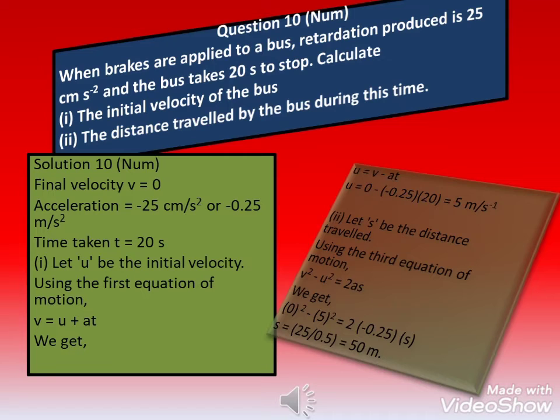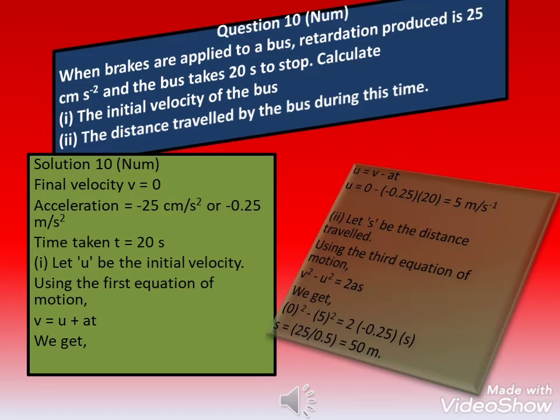Question number 10. When brakes are applied to a bus, retardation produced is 25 cm per second square and the bus takes 20 seconds to stop. Calculate, first question, the initial velocity of the bus. Second question, calculate the distance travelled by the bus during this time. Solution. Final velocity v is given as 0.